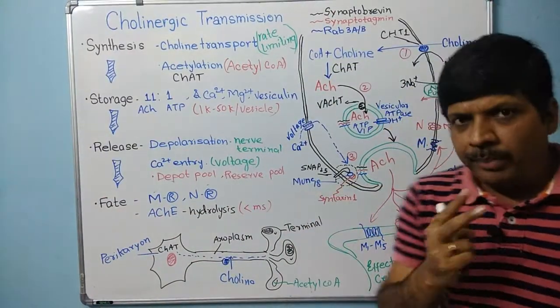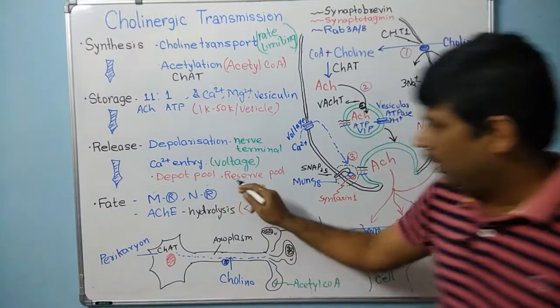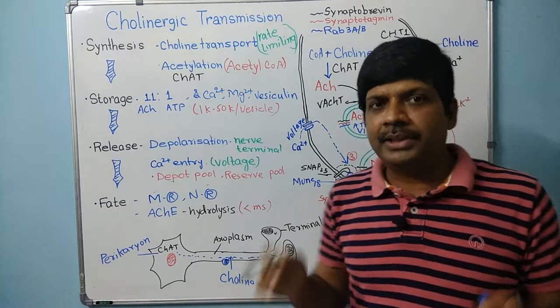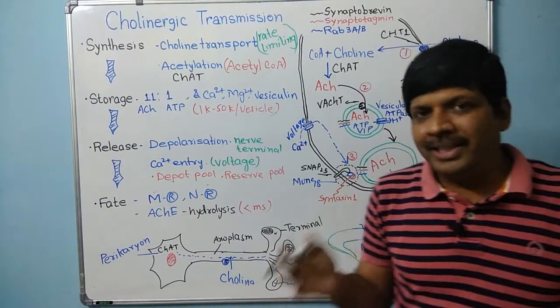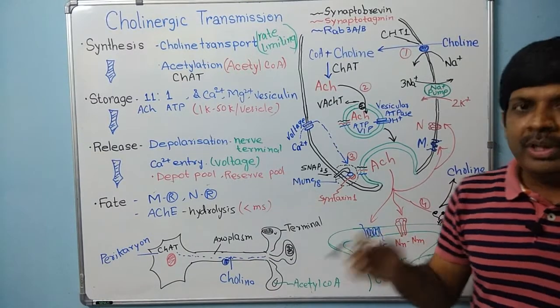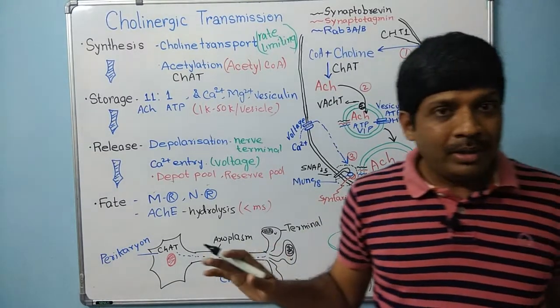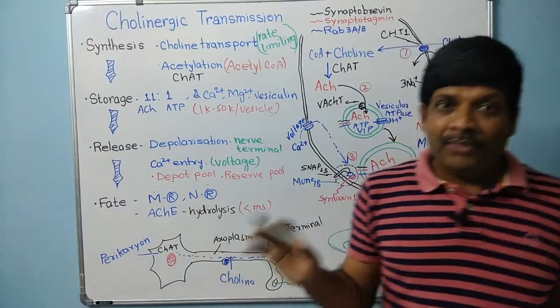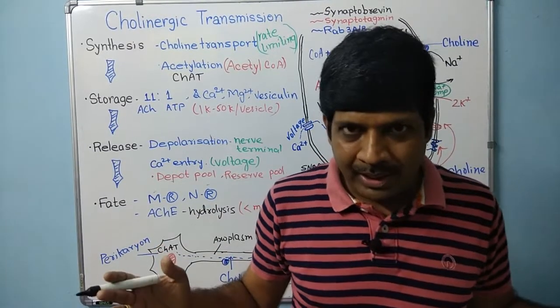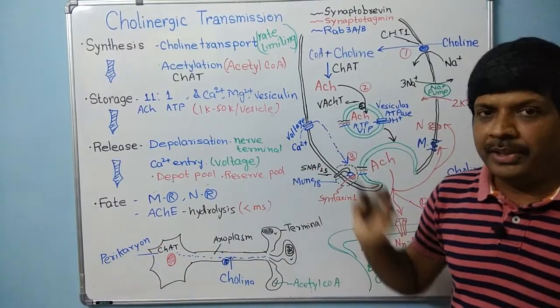There are two more important things. The first is the depot pool and then the reserve pool. There are two types of pool in here. The depot pool is there for readily available release of acetylcholine. Whereas the reserve pool is used when there is prolonged depolarization, when there is a need for release of acetylcholine for a much longer time.